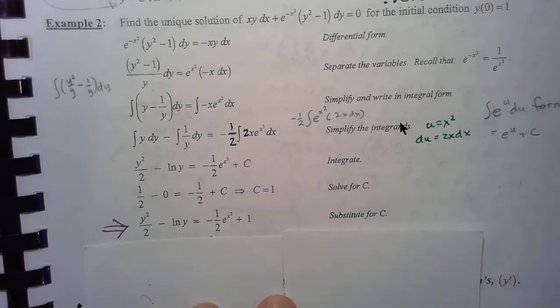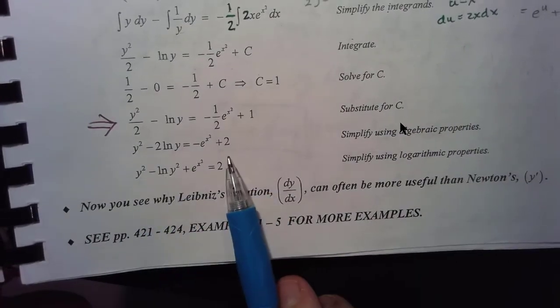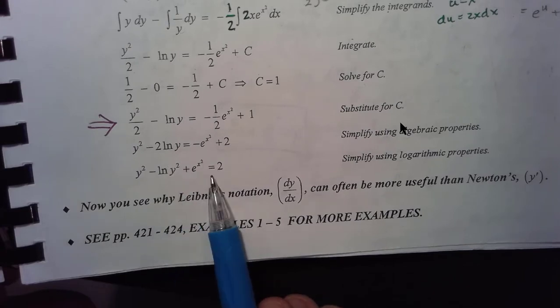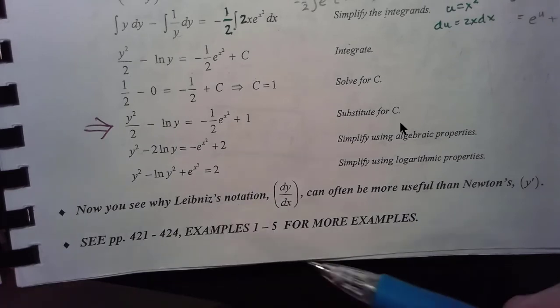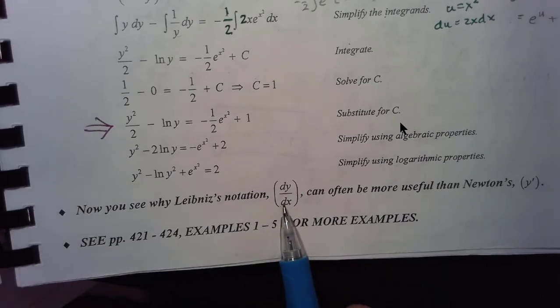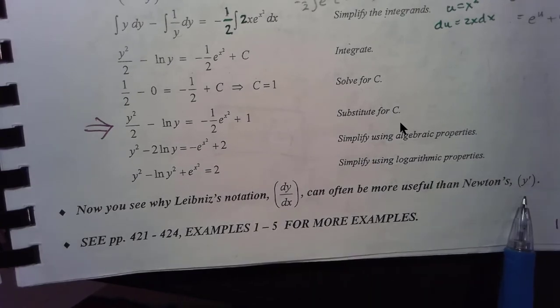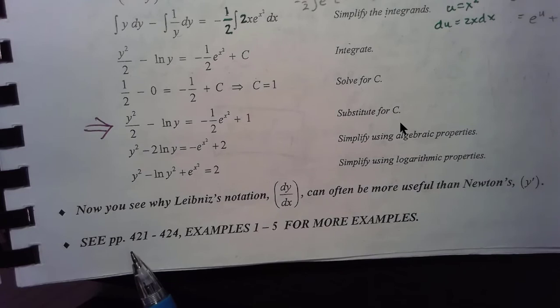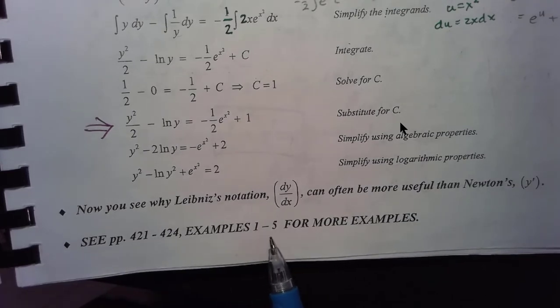That looks pretty ugly. Okay, we can use algebraic properties to simplify it, multiplying everything by 2, and then bringing the variable terms to one side and constants to the other. You don't have to do it this way. However, you might have to be able to do that algebra to get your answer to match a matching answer. So now we can see why Leibniz's notation of dy dx is more useful than Newton's notation of y prime. And I will leave to you looking at pages 421 to 424, examples 1 through 5 for more examples.